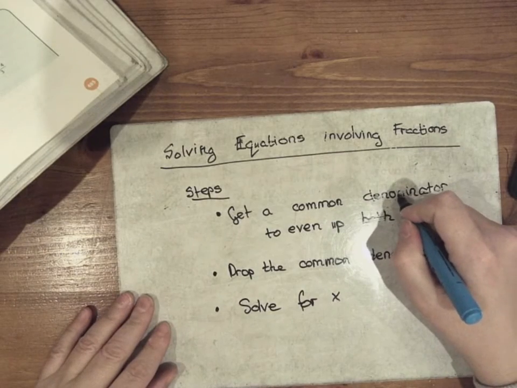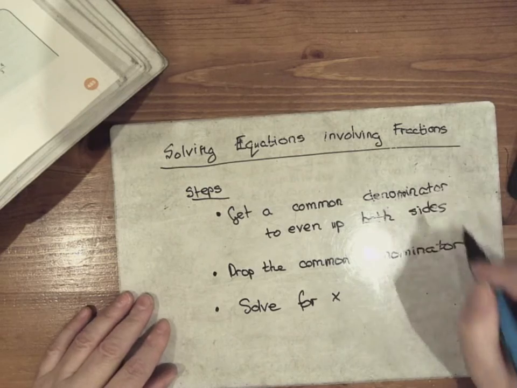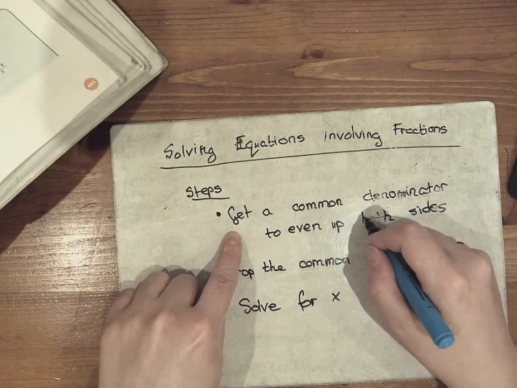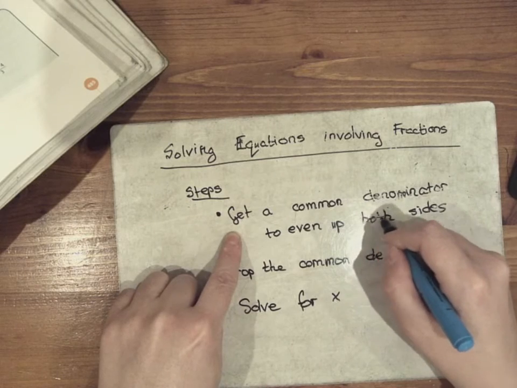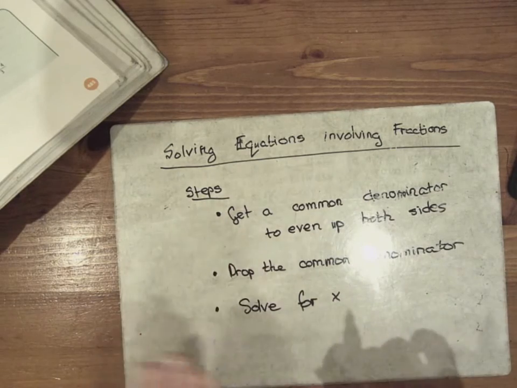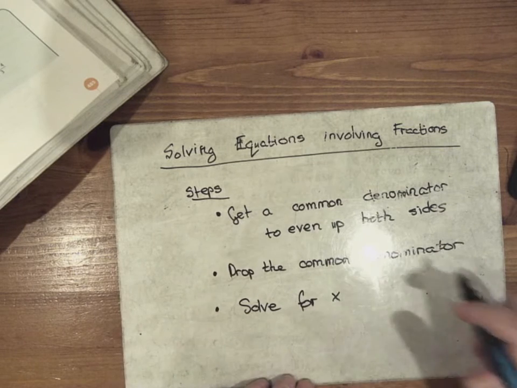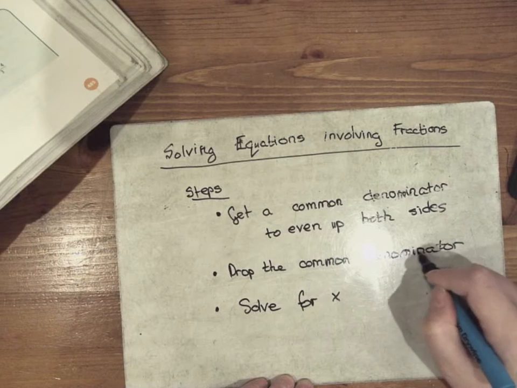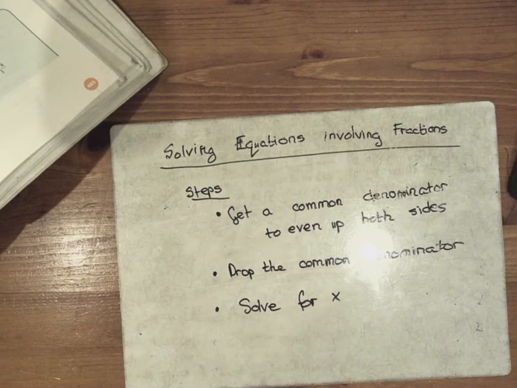So the steps involved, girls, are: step 1, get a common denominator to even up both sides. Step 2, drop the common denominator. So when you've evened up both sides, you drop the common denominator and then you solve for x. X is on one side, numbers on the other. Okay, so there are the steps involved. I'm going to do a few examples based on this.